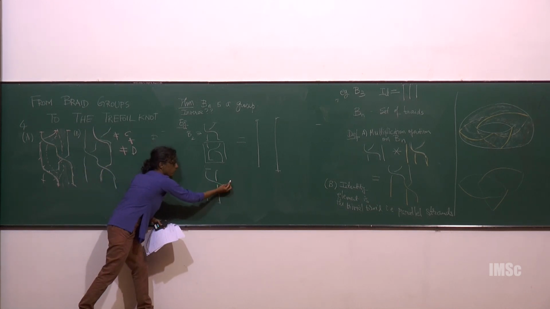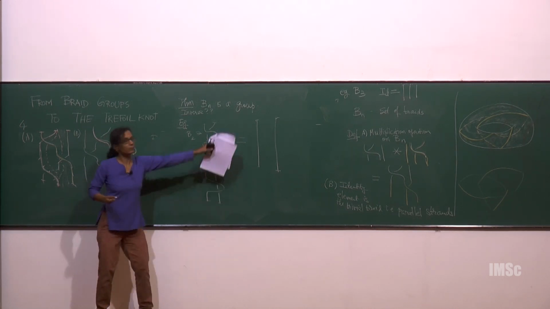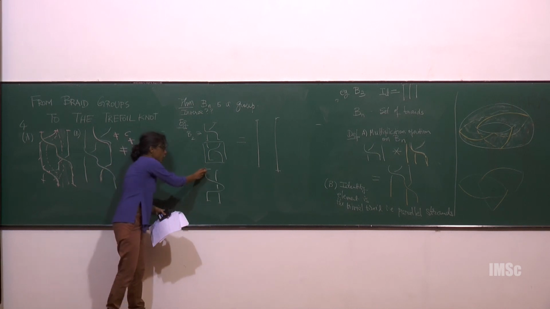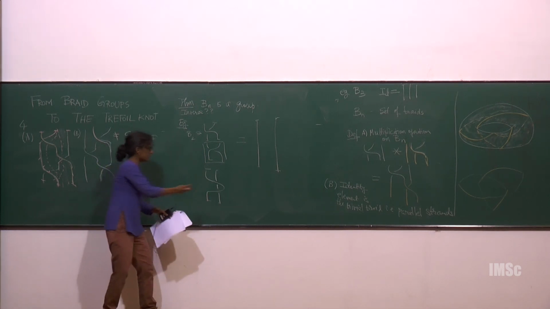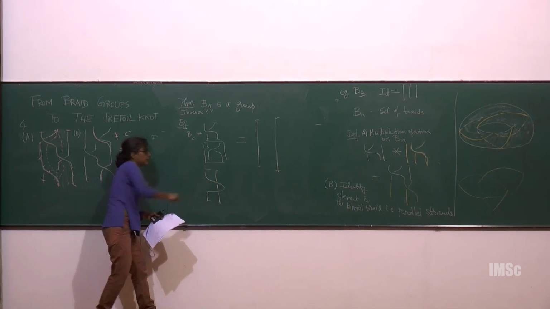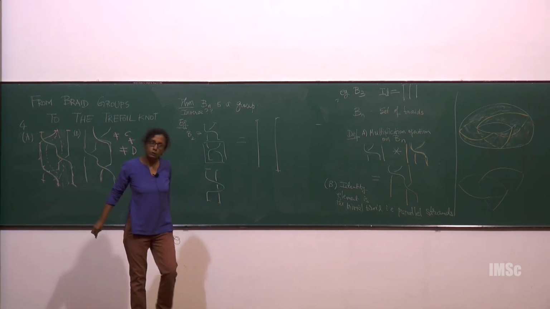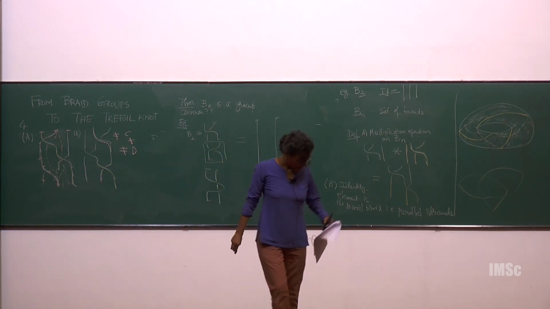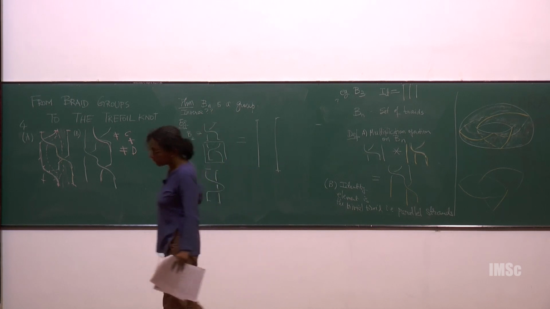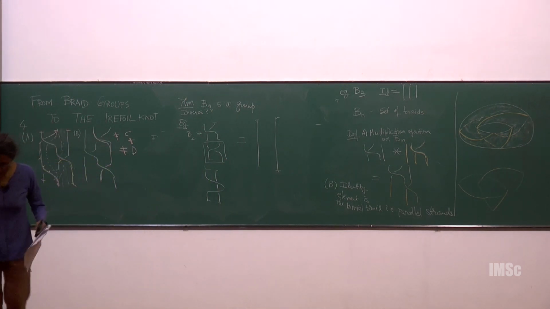And then I can just pull the top strand and it becomes the same as that. And note that I am not moving the top and bottom. I am just taking this and pulling it. So it becomes that. So that is how you produce inverses. So we have done one example. Let's try to do some more.